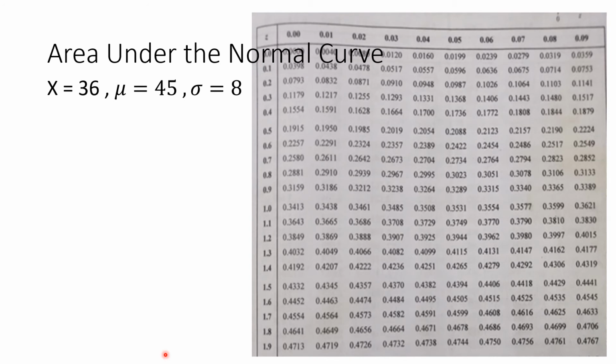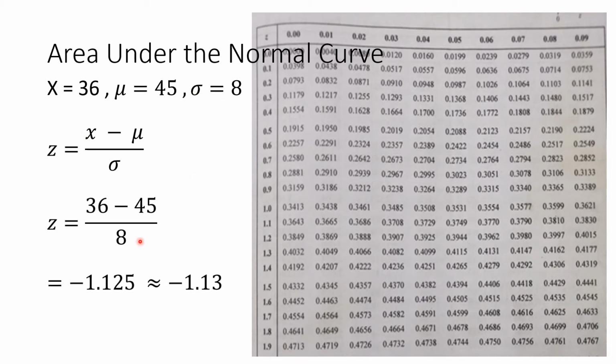Let's say we have values for our x, our mean, and standard deviation. So you must first determine the value of your z-score. Using the formula for z-score, that is x minus mu all over the standard deviation, we substitute the values. Then we will get a value of negative 1.125. But since this is z-score, we must express our value in 2 decimal places. So we round these to 2 decimal places, so we have negative 1.13.